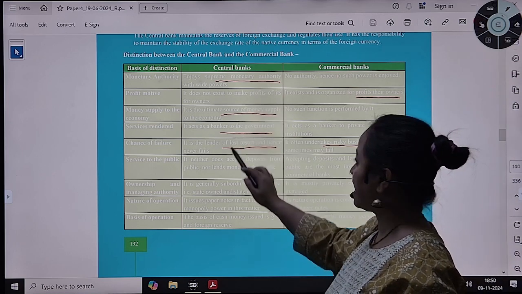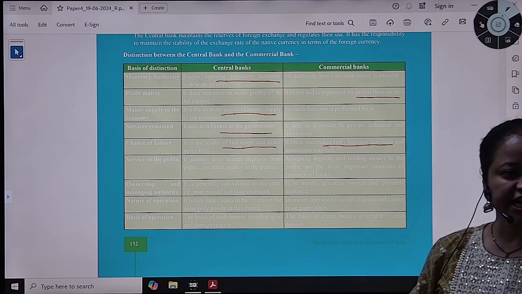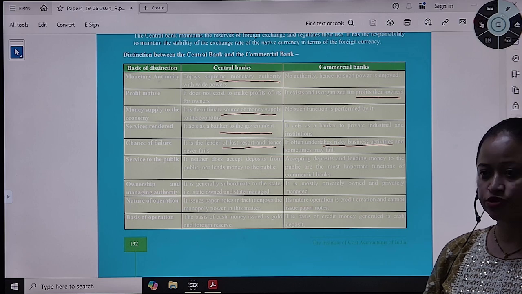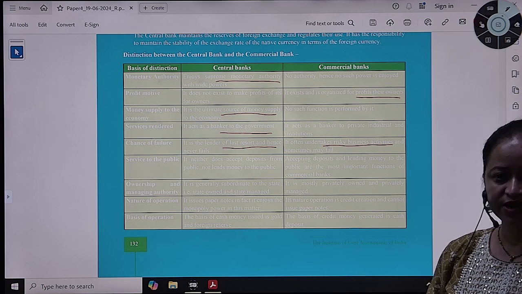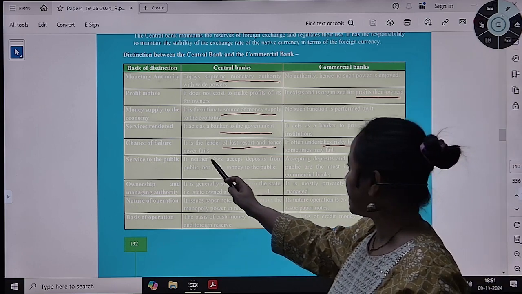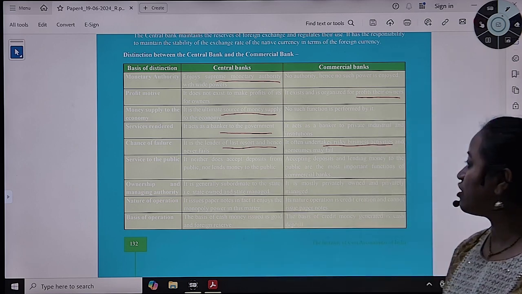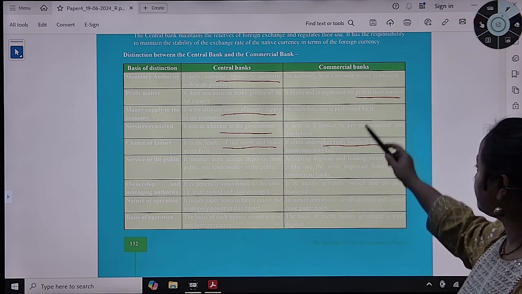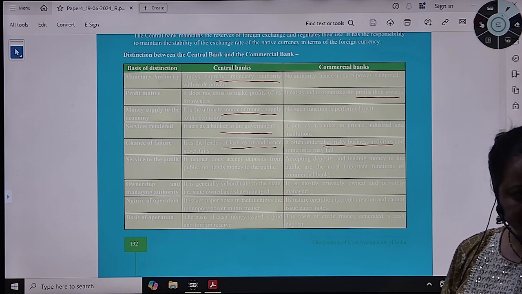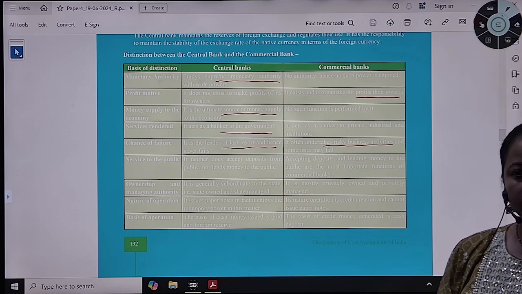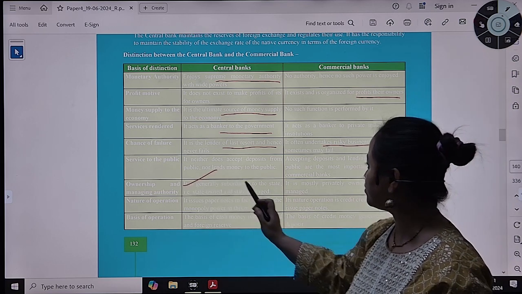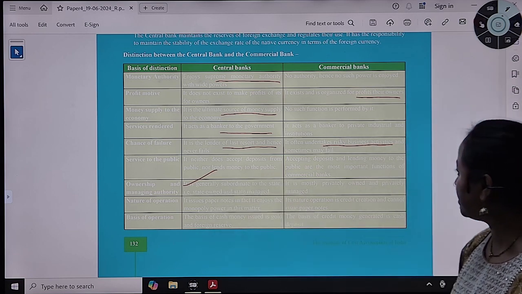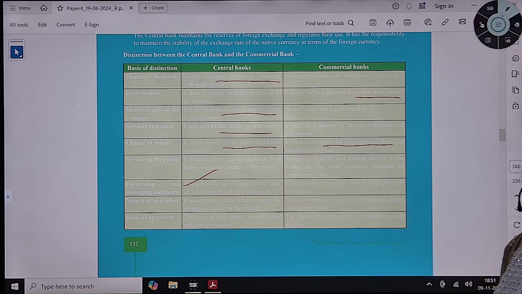Then the central bank is not directly linked with the public. It does not give any service to the public. No member of the public can directly open a bank account with the central bank, so it neither accepts deposits from the public nor lends money. But commercial banks are directly linked with the public, so they accept deposits and provide loans and advances. The central bank is generally subordinate to the state, state owned and state managed, while commercial banks can be public banks or private banks.